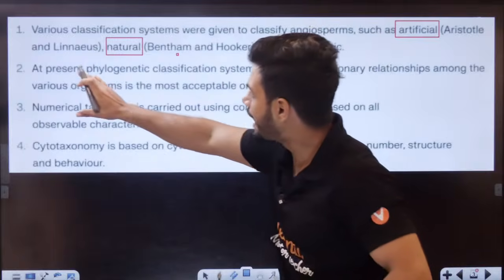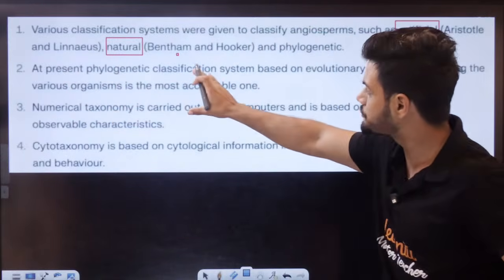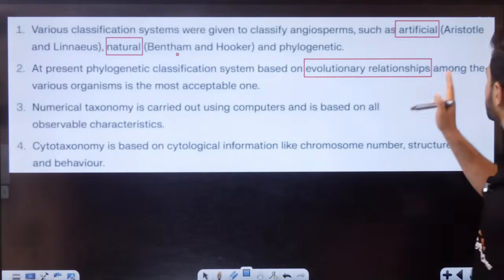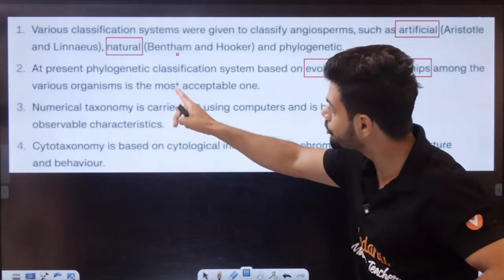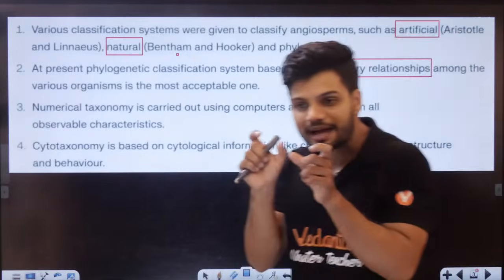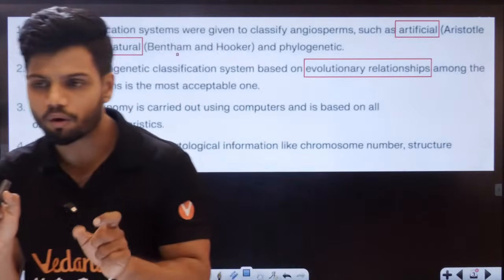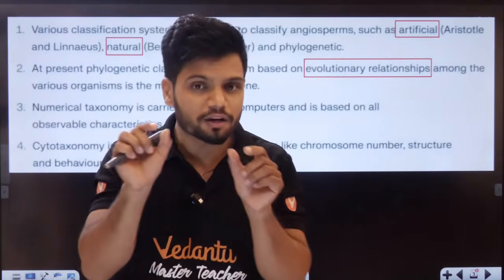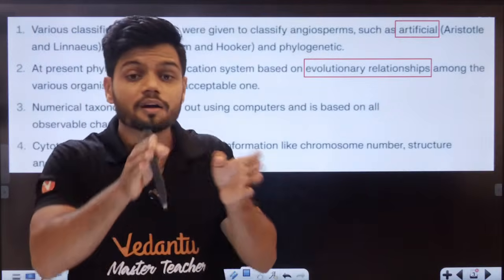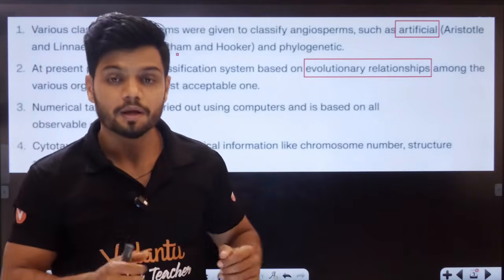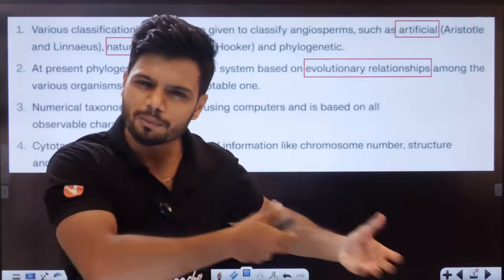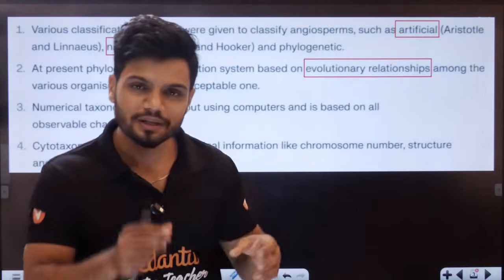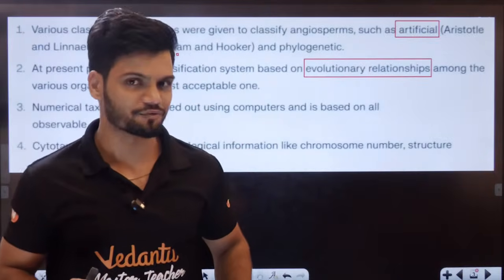Now students, at present, phylogenetic classification system based on evolutionary relationship among the various organisms is the most accepted one. So the most accepted is what, students? All of you, most accepted is phylogenetic system of classification. In phylogenetic, we look at the connection between two organisms. Monkey, humans, हम दोनों के बीच में connection ना, हम दोनों बाय हैं. We and monkeys are connected to each other. So that is called phylogenetic system of classification.